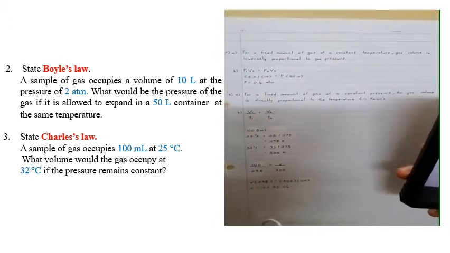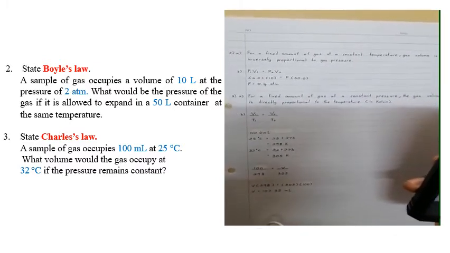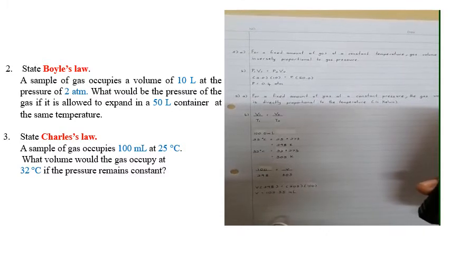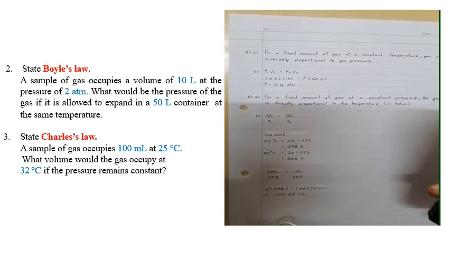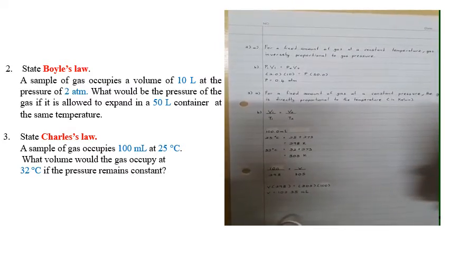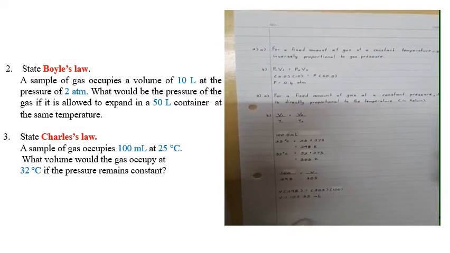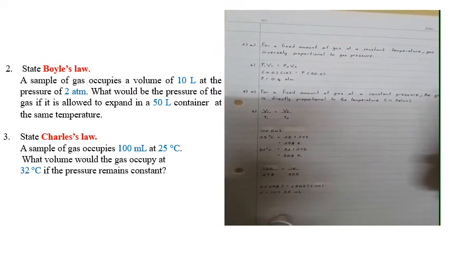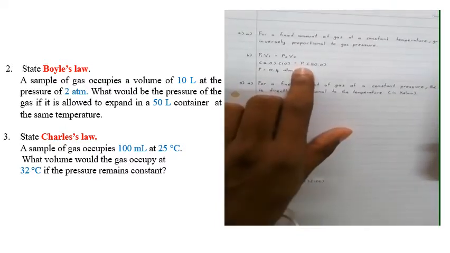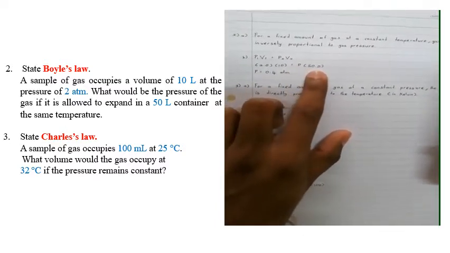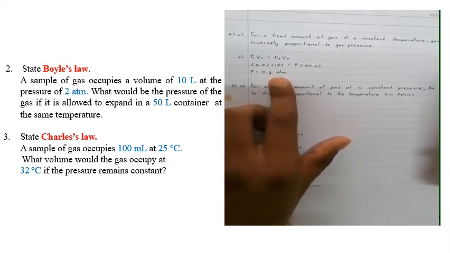Okay, 2B. A sample of gas occupies a volume of 10 liters at a pressure of 2.0 atm. What would be the pressure of the gas if it is allowed to expand into a 50 liter container at the same temperature? The formula for Boyle's law is P1 V1 equals P2 V2. So P1 is 2 and V1 is 10. P2 we don't know and need to find. V2 is 50. So P2 will be 0.4 atm.